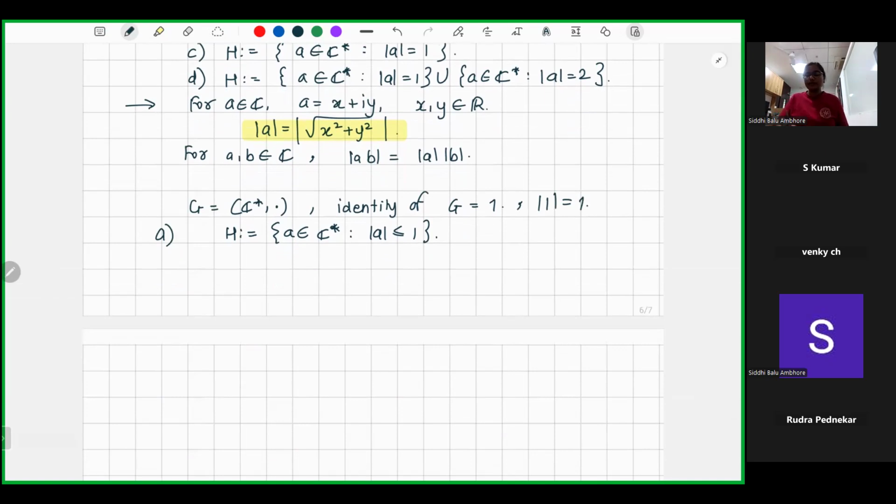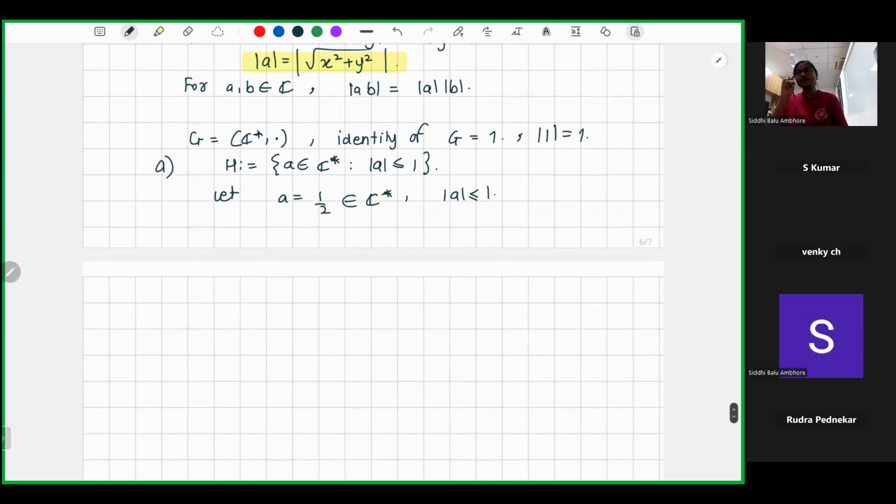So let A be in C star, so I can very well take this A equal to, give me some complex number. Complex numbers are also, real numbers are also there in this set. So I can just choose A to be half, right? Then this belongs to C star, and this is less than or equal to 1. In fact, A is half, which is less than or equal to 1. Is this clear?